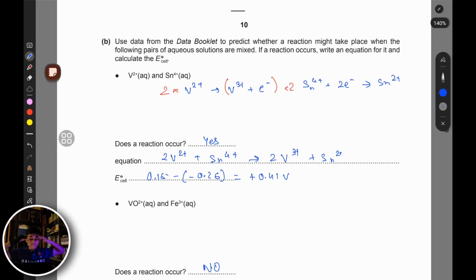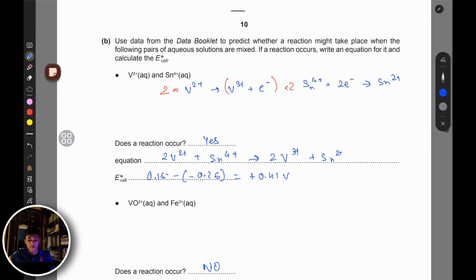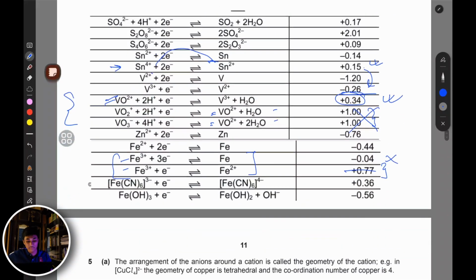So next up, this one. Okay, so B, they're asking you to use the data from the data booklet to predict whether a reaction might take place when the following pairs of aqueous solutions are mixed. If a reaction occurs, write an equation for it and calculate the E0 cell. Great. So V2 plus and Sn4 plus. Okay, so they're asking if the reaction is supposed to take place. So let's see the chart, and we're going to figure out the electrode potentials. We're going to compare and see if the reaction is really going to take place.